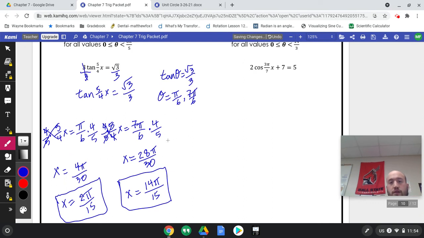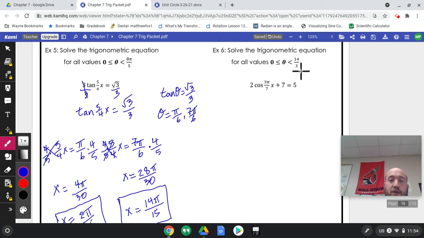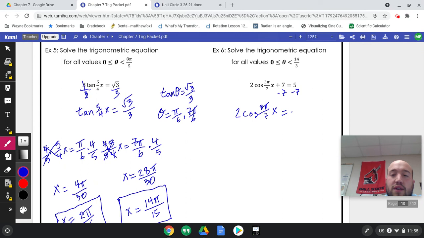All right, just about done. One final problem. And on this one, it is a little bit more complicated. We got a couple steps before we can solve. So we start off, subtract 7 from both sides. That leaves us with 2 cosine of 3 pi over 7 x will equal negative 2. Divide by 2. It'll equal negative 1.